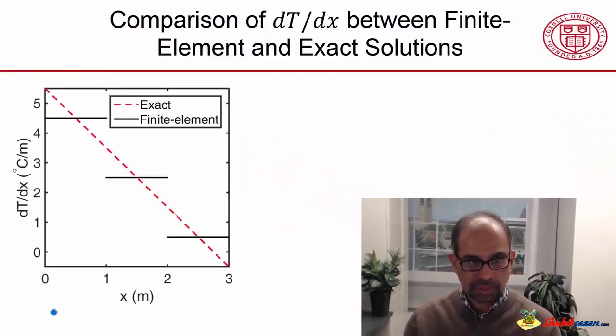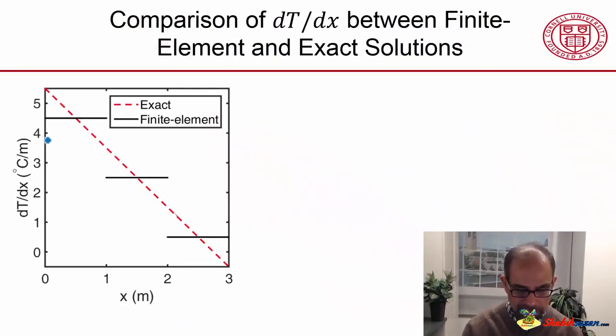Let's take a look at how the derivative of the temperature compares between the finite element solution and the exact solution. And the derivative of the temperature is important because it's related to the heat flux. This plot shows the comparison. On the vertical axis, I have the derivative of the temperature. On the horizontal axis, I have the distance along the bar.